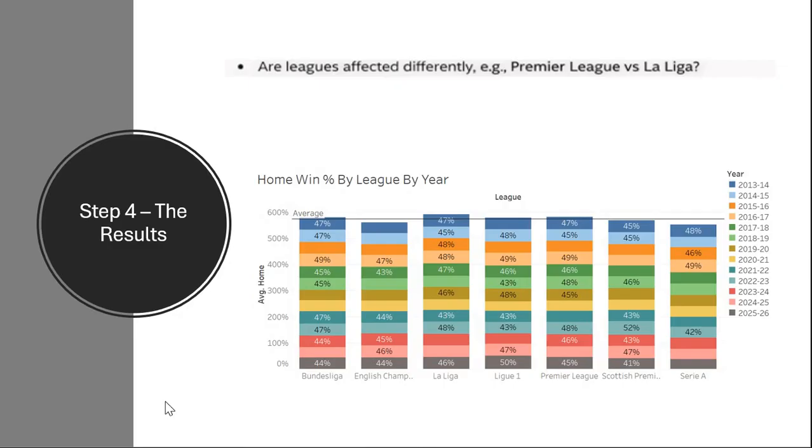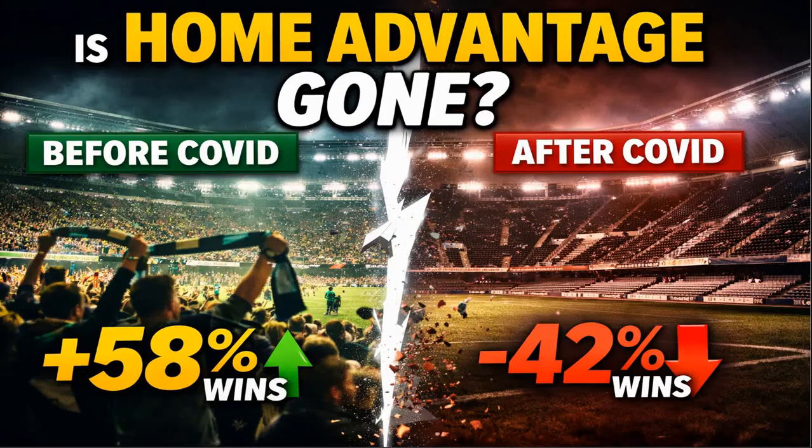Hope this has been interesting, and hope that answers the question: has home advantage gone before or after COVID? Essentially, home advantage is not gone. Home advantage is still completely there, exactly how it was before, and we can conclude there was a slight dip during COVID. It seems fairly consistent over a number of different leagues to show that indicator, and therefore we can say that home advantage has not gone.